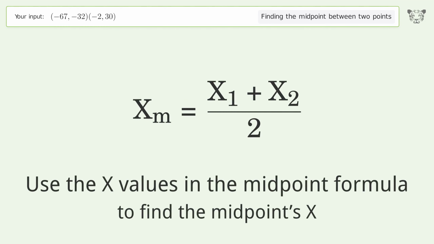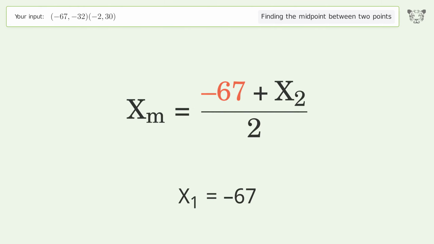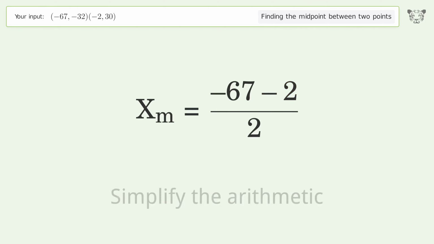Use the x values in the midpoint formula to find the midpoint's x. x1 equals -67. x2 equals -2. Simplify the arithmetic.